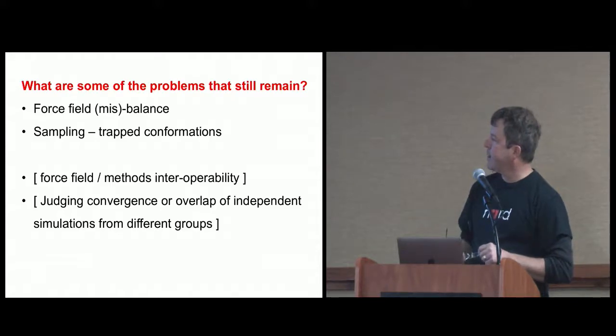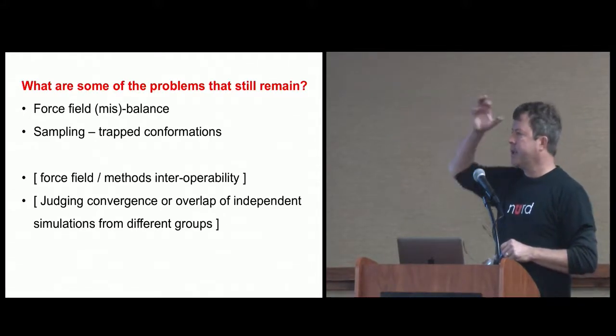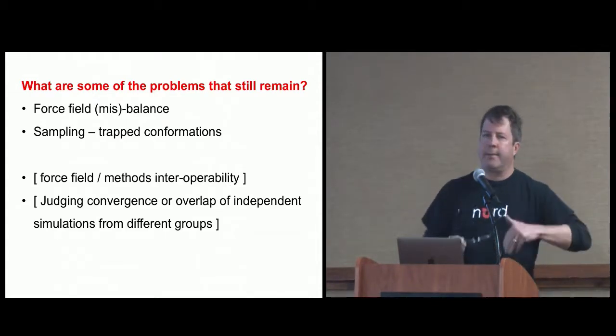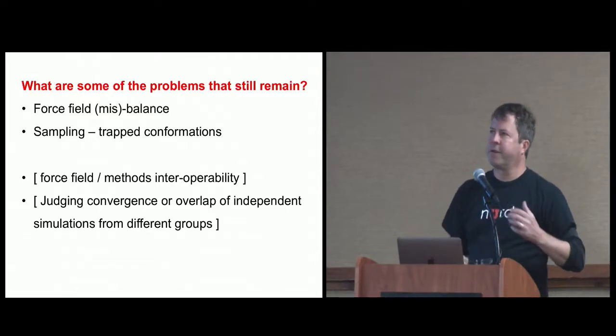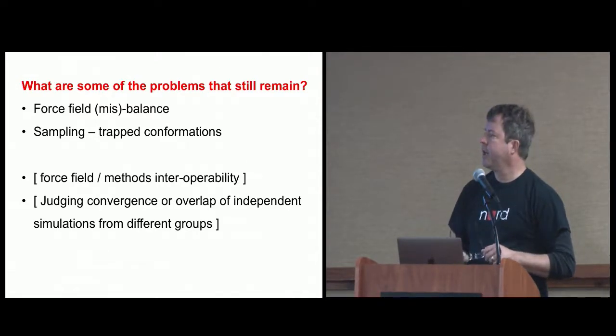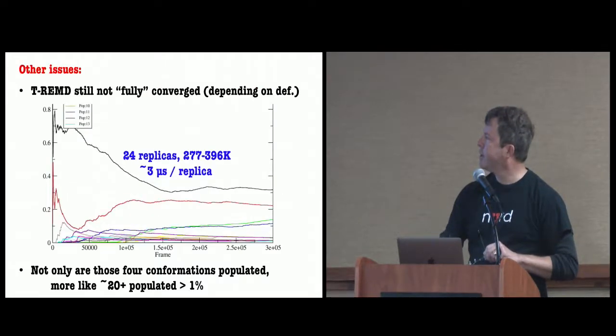I talked about this last year a little bit, force fields, methods, interoperability. There's some issue that when you run the AMBER force field in GROMACS, it may not be the same as running the AMBER force field in AMBER or in NAMD, due to subtleties in the implementations that could have influence on the results. And judging convergence or overlap of simulations from different groups is tricky, and it's something we should be doing more often: cross-correlate our results with another simulation group to show that we're all on the same page. But here's an example of trapped conformations.